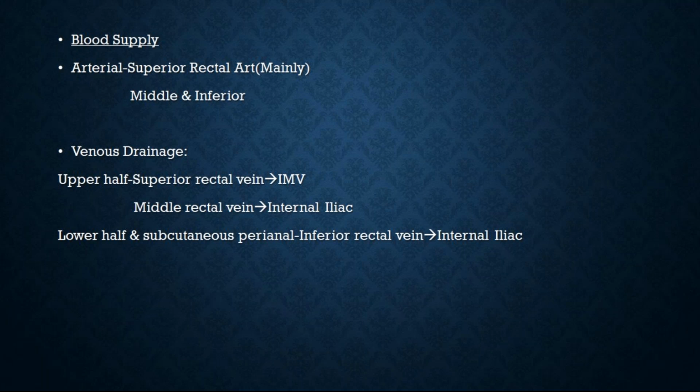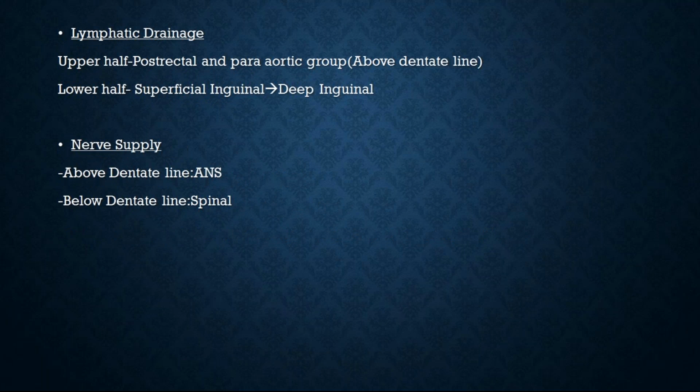So you will be knowing what the blood supply is. Blood supply of the rectum, upper half and lower half. Upper half is supplied by, as I told you, the superior rectal artery. In the same way, the superior rectal vein will be draining into the inferior mesenteric vein. The lower half, middle and inferior, will be draining into the internal iliac vein. Lymphatic drainage also: upper half will be draining into the posterior rectal group and the para-aortic group of lymph nodes, and the lower half of the anal canal will first be draining into the superficial inguinal, later followed by the deep inguinal nodes.